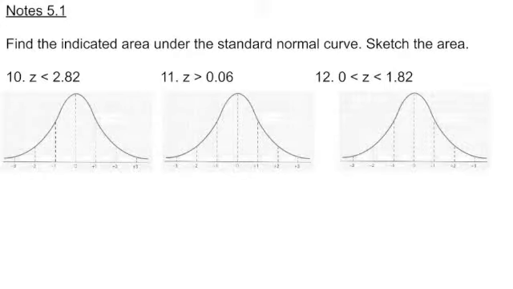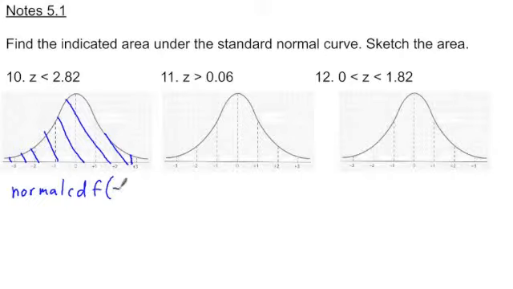And our last few problems here, looking at the area to the left of 2.82. This is really getting pretty far out there. This is going to be pretty close to 1. We want normal CDF negative 10,000 comma 2.82. This equals 0.9976.